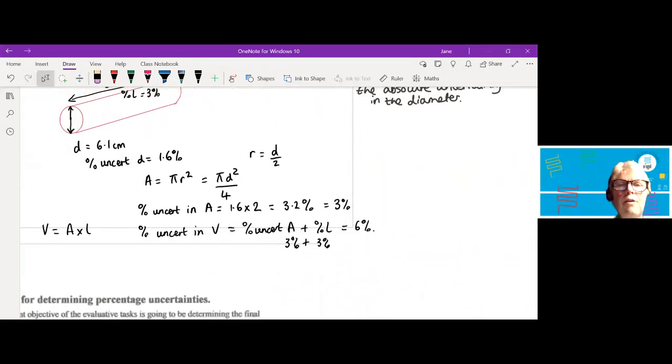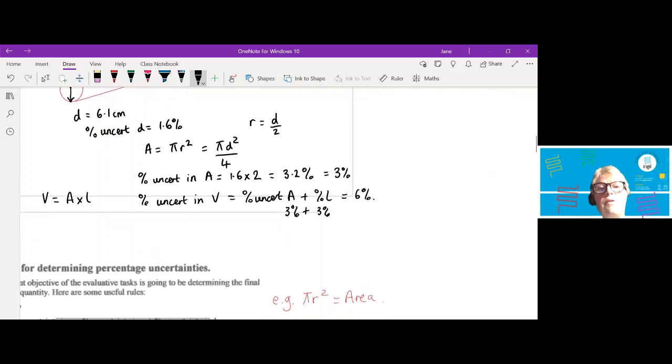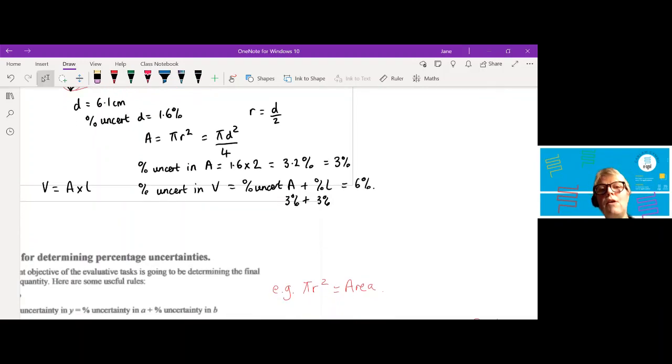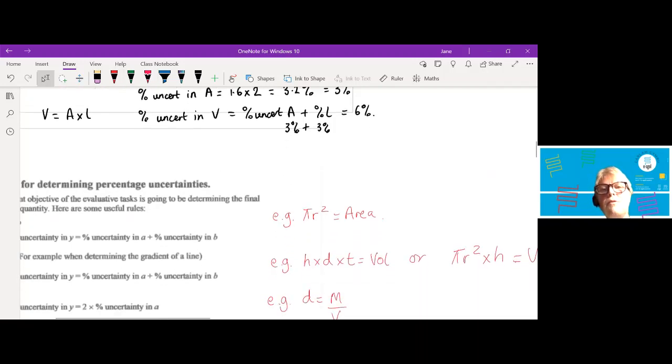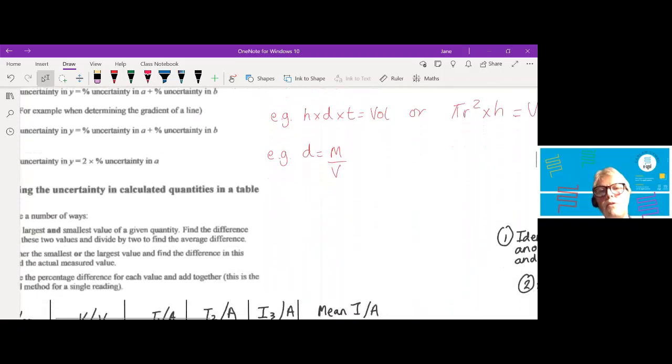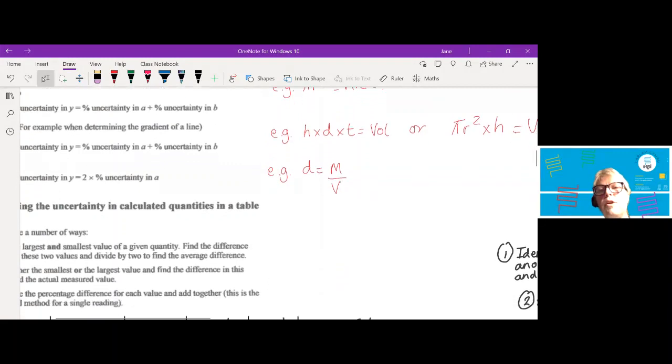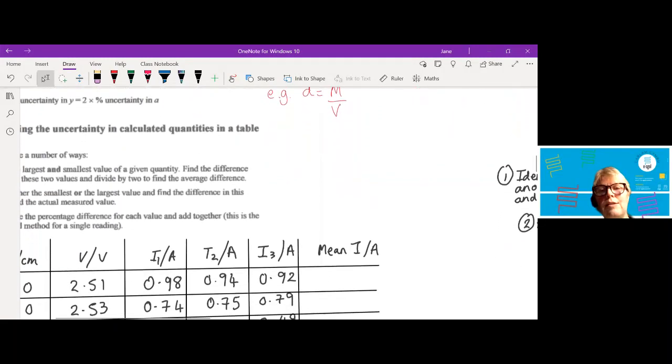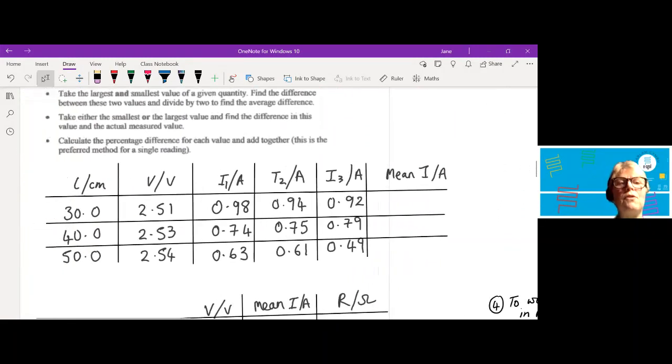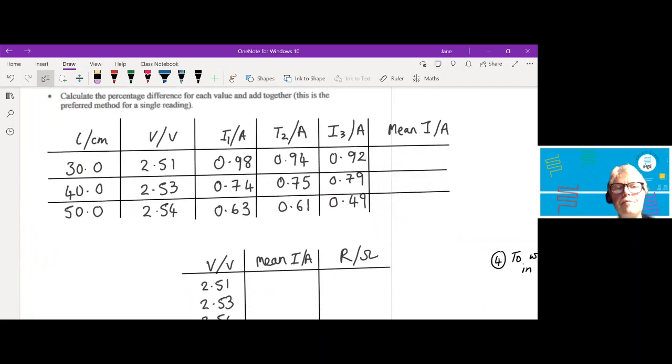Given that the diameter is divided by 2, whatever the percentage uncertainty is in your diameter will be the same as your percentage uncertainty in your radius. But the absolute uncertainties, even though they would be the same, the fraction as a whole would be different, and that's why you have to add up the percentage uncertainties. So we've done it for volume, we've done it for area, we've done it for density. Now let's have a look what happens when you have a repeated reading.